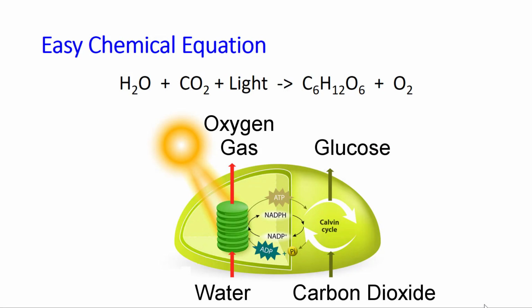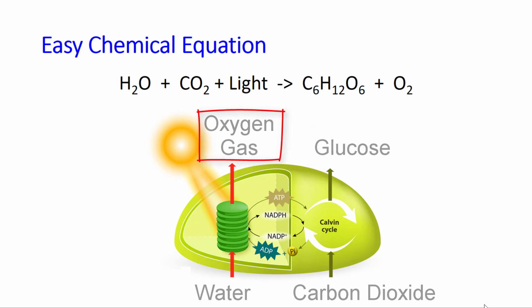So to understand the easy chemical equation for photosynthesis: sunlight comes in, we bring in water on the left, we bring in carbon dioxide on the right for the Calvin cycle. Both of those are the reactants, or actually all three of those are reactants. It will make glucose and it will make oxygen gas.